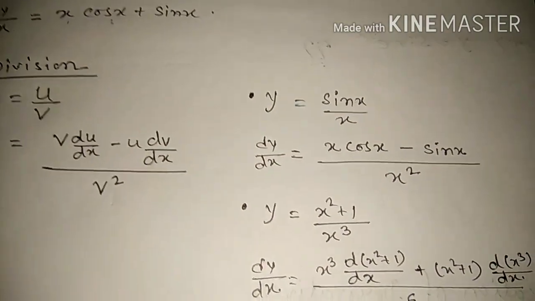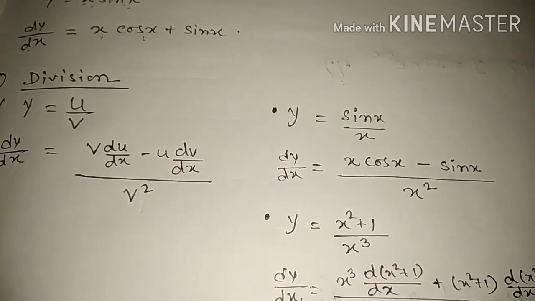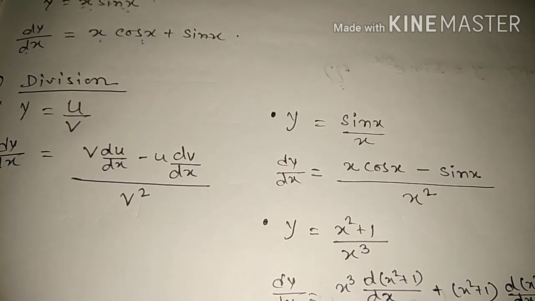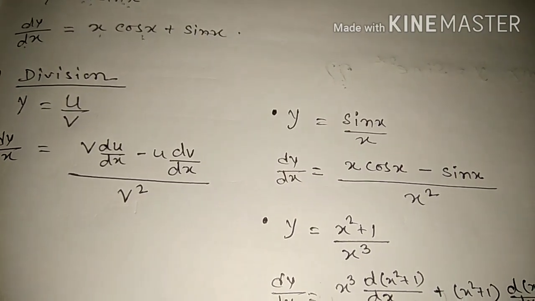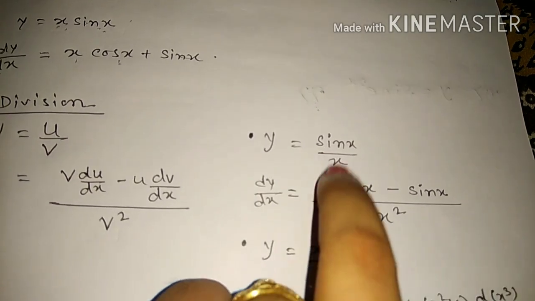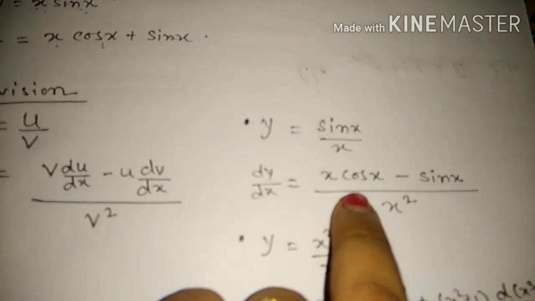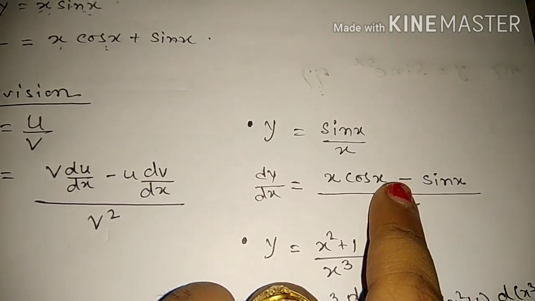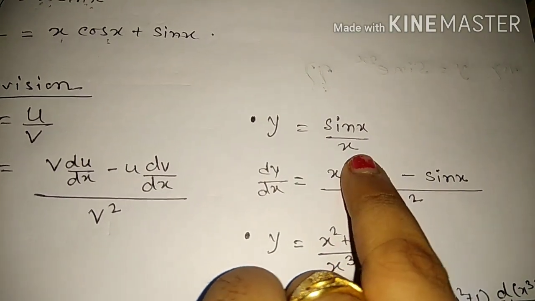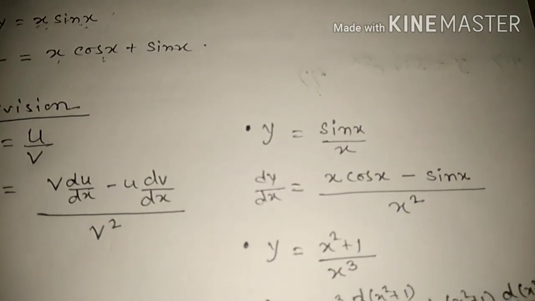Let's take an example, y equals sin x by x. First we write at the bottom x square, since v equals x. Now v into du by dx, where v is x, not 1 by x, okay, x. du by dx is the differentiation of sin x, that is cos x, minus u, which is sin x, into dv by dx, that is dx by dx, that is 1, so only sin x will be there.